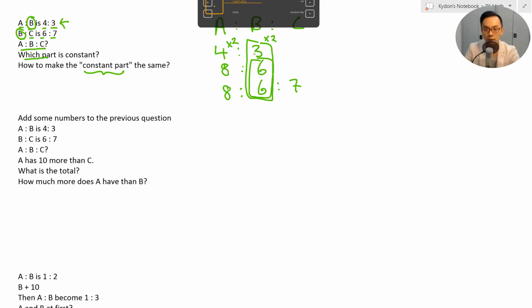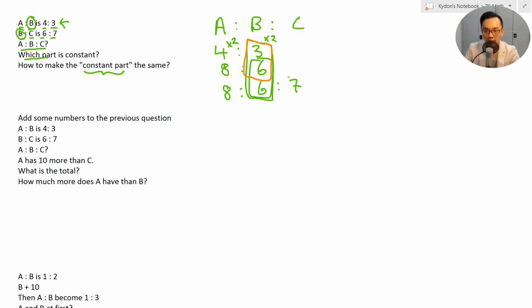So what I've just done is I've looked at which part is the constant, and I know it's this part, and I need to make this 3 the same as 6. Or I can make 6 the same as 3. It works the same both ways. If I take 3 times 2, I need to times 2 on the A side, and therefore it becomes 8 is to 6.